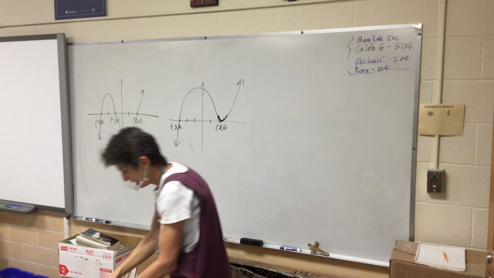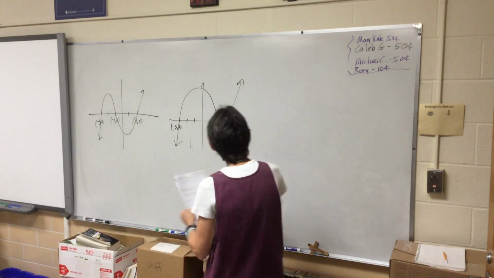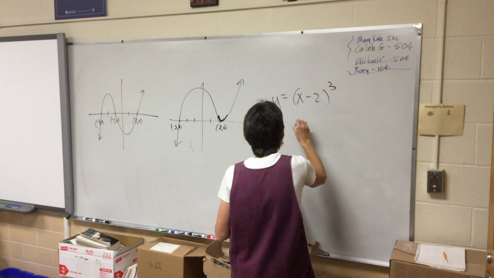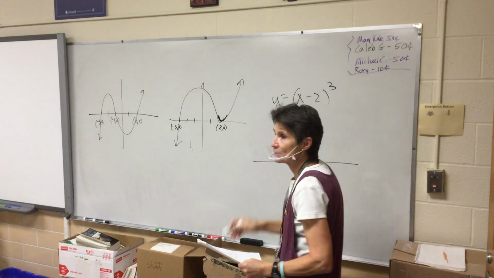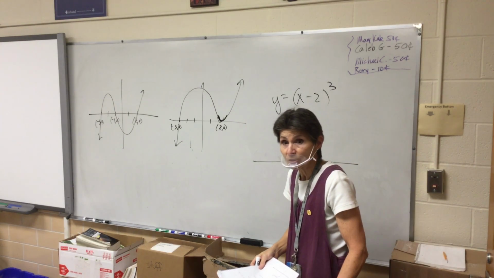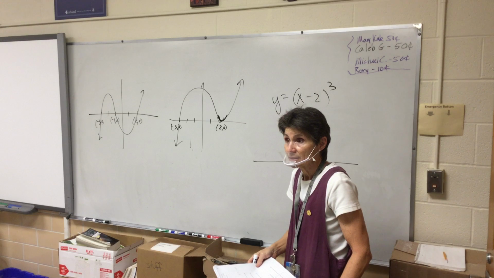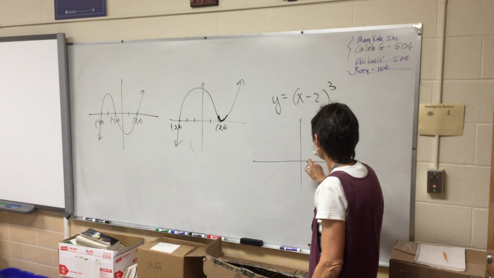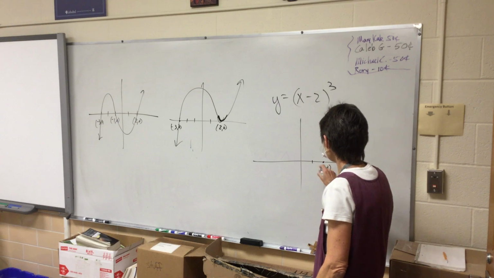Okay? Now let's look at the last one. Now we have a cubed factor. I bet you can tell me what this looks like knowing what you already know. Do you know what x cubed looks like? Yes, it's one of your BFFs. What have you done here? 2 units to the right.